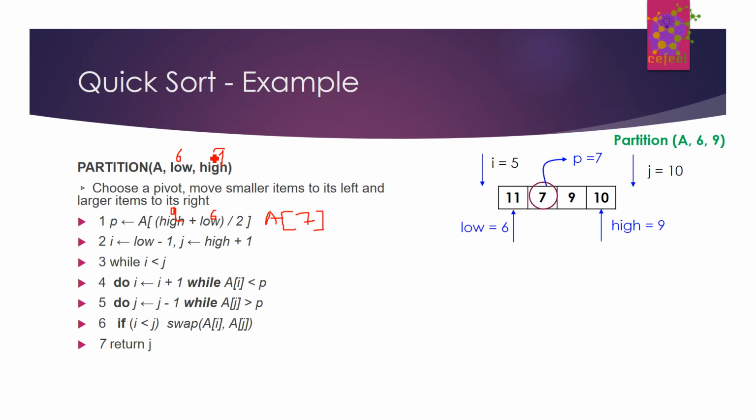Alright, then I starts from low minus 1, which is 6 minus 1, 5, J starts from high plus 1, 9 plus 1, 10, and then we come to the while loop here in step 3 where we see I is less than J.